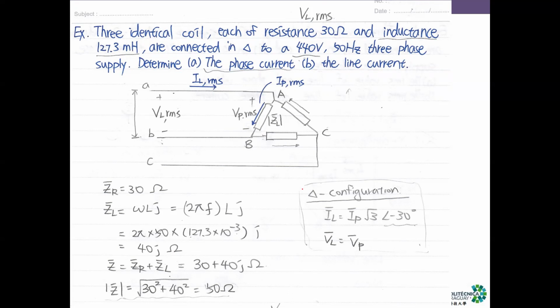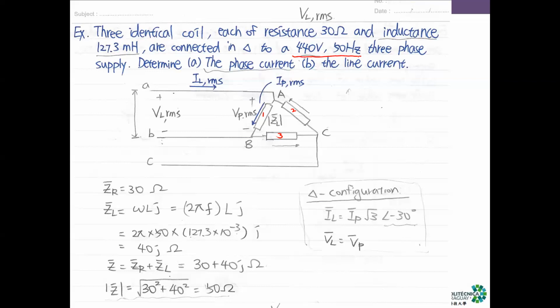So please listen carefully. In this example, it says there are three identical coils, each of resistance 30 ohm and inductance 127.3 millihenry, connected in delta to a 440 volt, 50 hertz three-phase supply. Determine A, the phase current, and B, the line current.